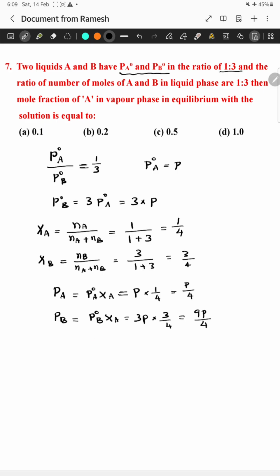So now they are asking for the mole fraction of A in vapor phase. The mole fraction of A in vapor phase is Ya.